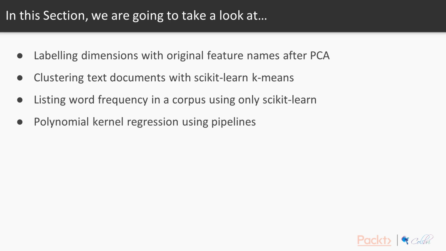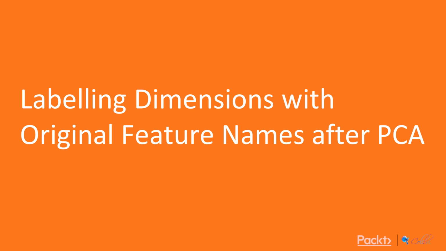Let's look at the four things we're going to look at. Number one, labeling the dimensions with original feature names after doing PCA. Number two, clustering text documents with Scikit-learn k-means. Number three, listing word frequencies in a corpus using Scikit-learn functions. And number four, the pipelines feature in Scikit-learn, which we'll use to do polynomial kernel regression. In this video, our topic is labeling dimensions with original feature names after performing PCA.